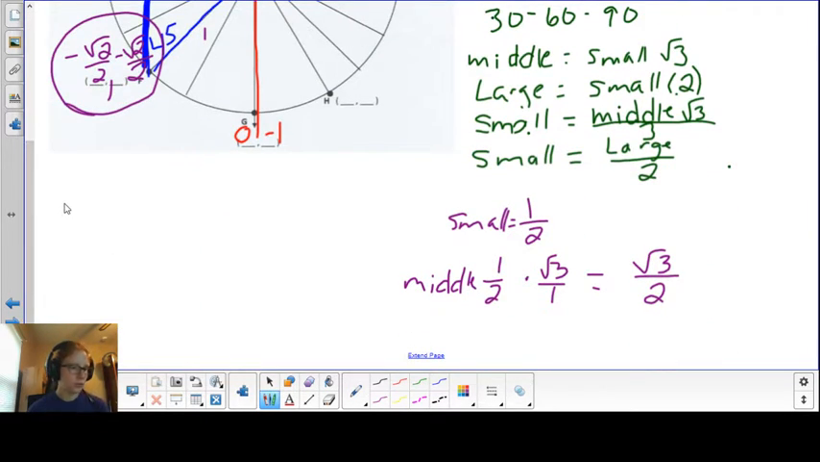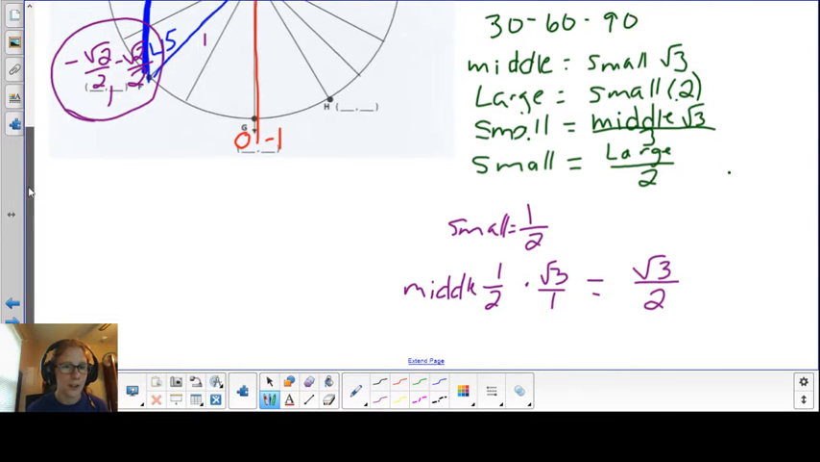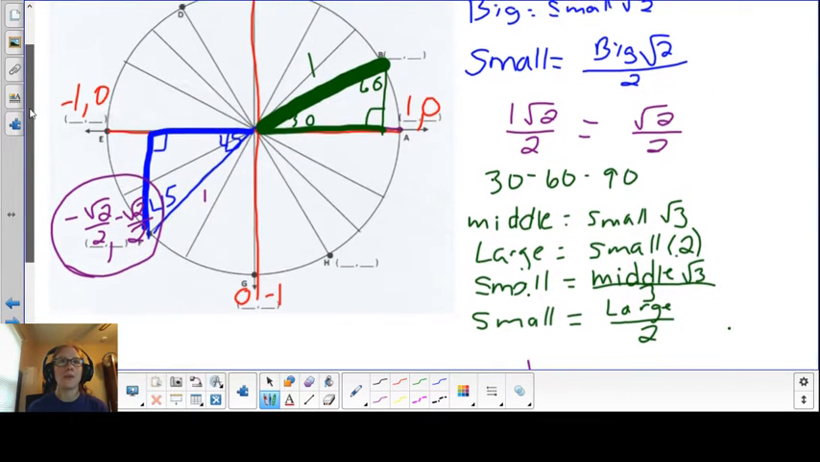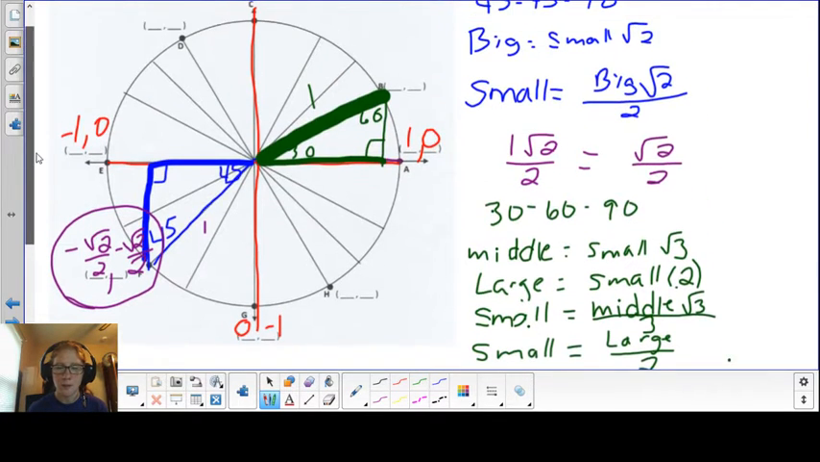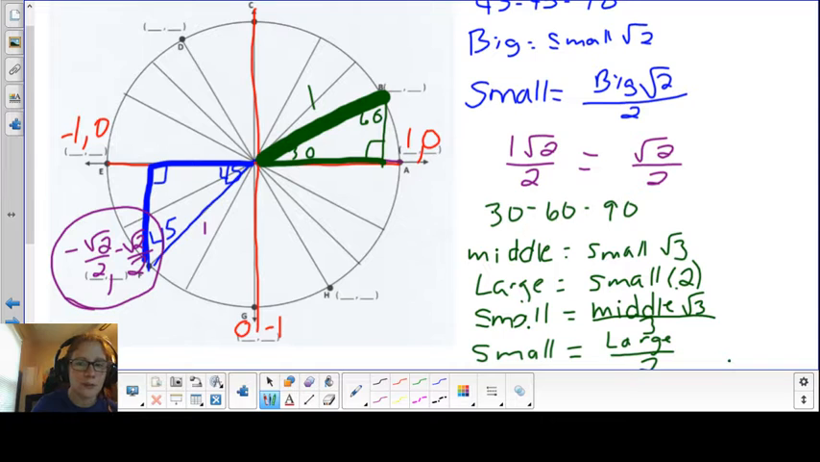So which number is which? Which is my x value? Which is my y value? Is my small my x value or is my small my y value? Let's go back up in here and look. We know that our coordinate points go x, comma, y. So which is my x value here? The middle or the small? Good, the middle. And the middle was the square root of 3 over 2.